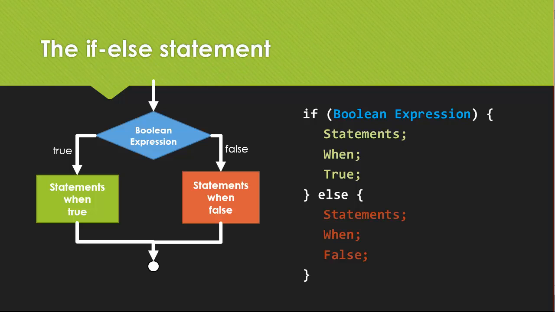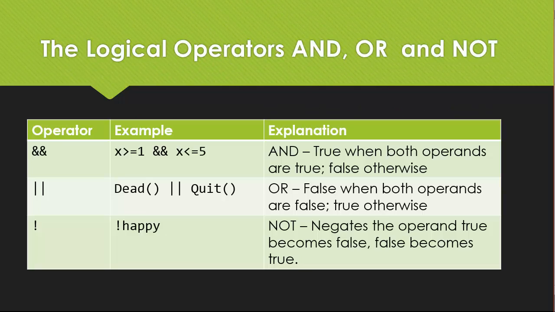There's three logical operators that we need to take a look at for you to better understand how to build Boolean expressions, because sometimes your Boolean expressions need to be more complicated than a simple Boolean variable. The first operator, two ampersands, is the AND operator, logical AND. Logical AND is true when both operands are true, otherwise it's false.